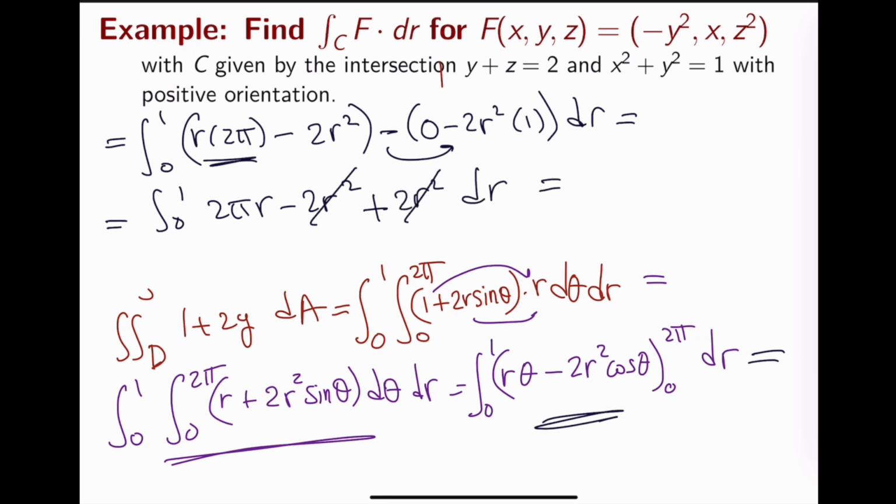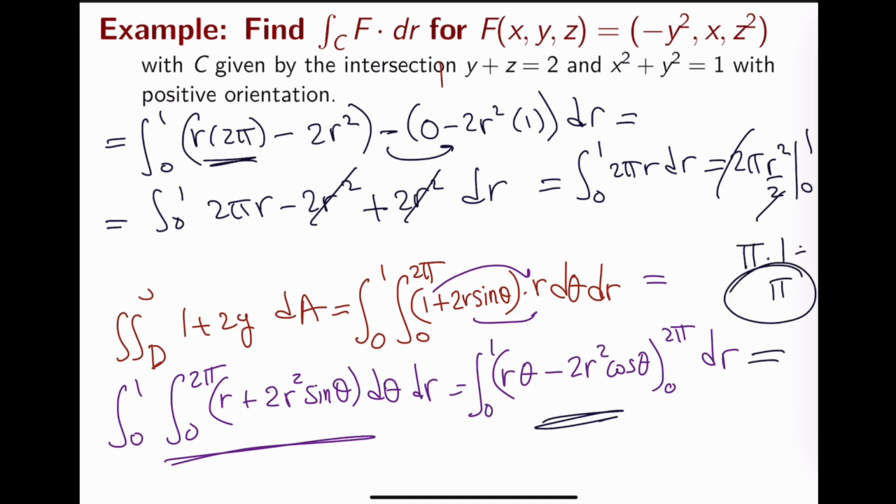And so this is just the integral between 0 and 1 of 2 pi r dr. Integrating this will be 2 pi r squared over 2 evaluated between 0 and 1. So the 2 cancel and evaluated at 1, this is just pi times 1. So the final answer is pi. So this is the calculation then of this integral by applying Stokes' theorem.